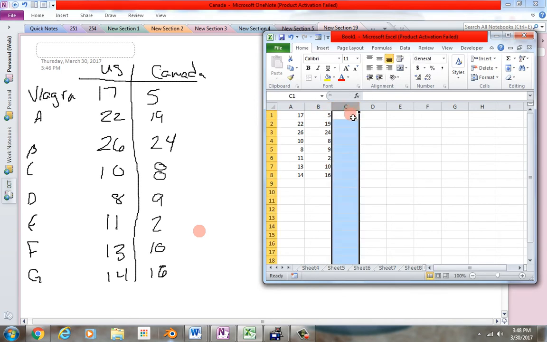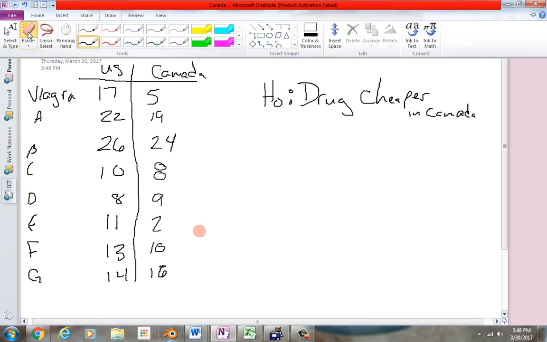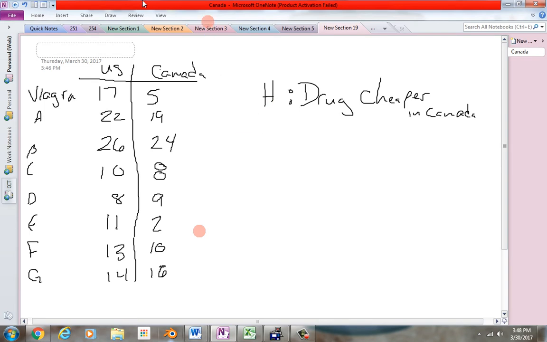Okay, cool. And again, you could subtract them in any order you want, and it's not important which way you go with this, right? So I think we're probably under the impression that drugs are cheaper in Canada. So, you know, that's what we would like to show, right? But it wouldn't be H naught, that would be what? Because if it's cheaper, that sounds like less than. So that sounds like our H1.